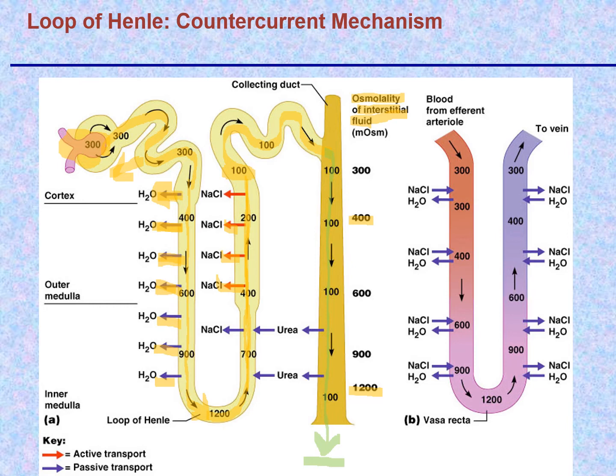Meanwhile, and this is the vasa recta, these are peritubular capillaries. They're shown separately, separated away from the loop of Henle, but remember they go around this loop of Henle. They surround it. Meanwhile, the salt moving out here and the water moving out here is also interacting with the peritubular capillaries or vasa recta.